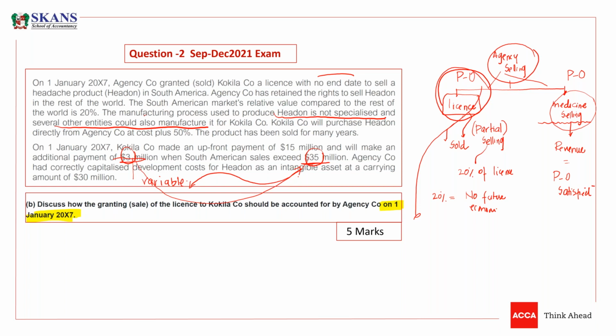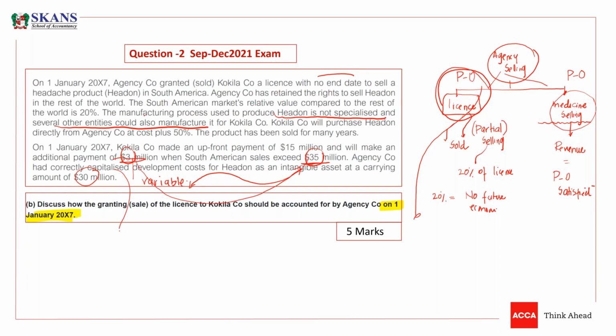The agency company had correctly capitalized development cost for the add-on as an intangible asset at a carrying value of 30 million. Now listen carefully. It says it had correctly capitalized development cost for the add-on. It means it was an intangible asset of 30 million, and you are selling an intangible asset.